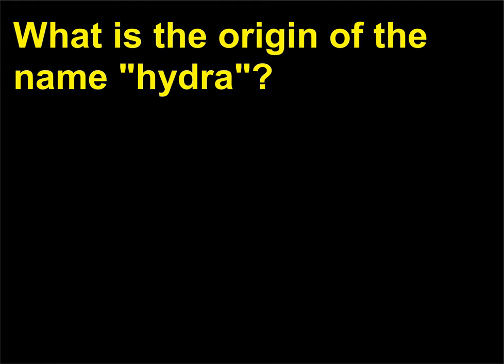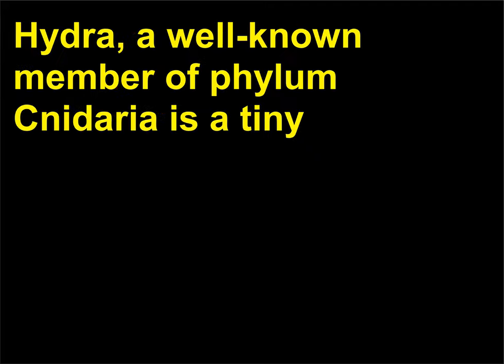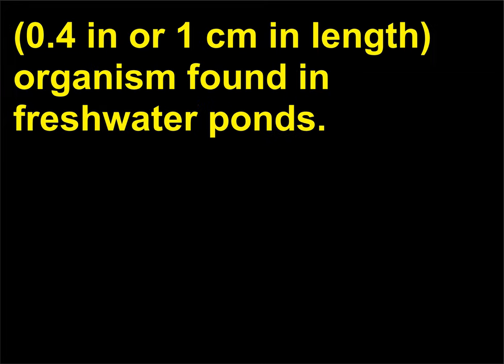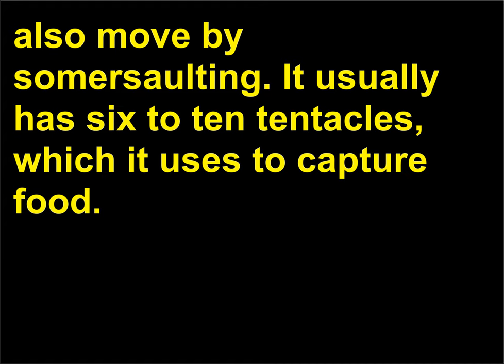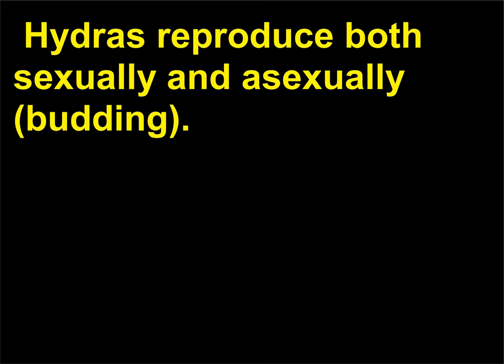What is the origin of the name Hydra? Hydra, a well-known member of phylum Cnidaria, is a tiny 0.4 in or 1 cm in length organism found in freshwater ponds. It exists as a single polyp that sits on a basal disc that it uses to glide around. It can also move by somersaulting. It usually has 6 to 10 tentacles, which it uses to capture food. Hydras reproduce both sexually and asexually, budding.